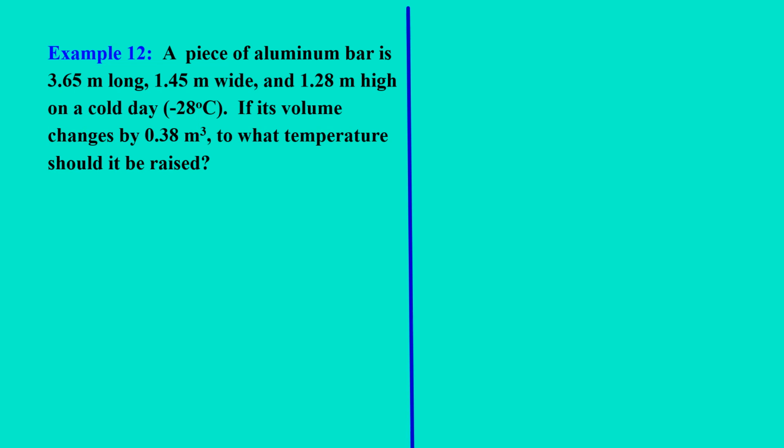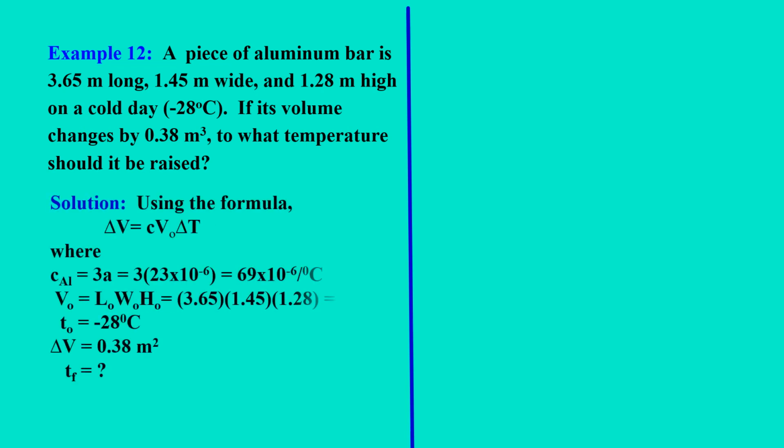on a cold day, negative 28 degrees Celsius. If its volume changes by 0.38 cubic meter, to what temperature should it be raised? So, using the formula delta V equals C V O times delta T, the coefficient of volume expansion of aluminum is 3 times the coefficient of linear expansion, which is 3 times 23 times 10 to the minus 6, or 69 times 10 to the minus 6 per degree Celsius.